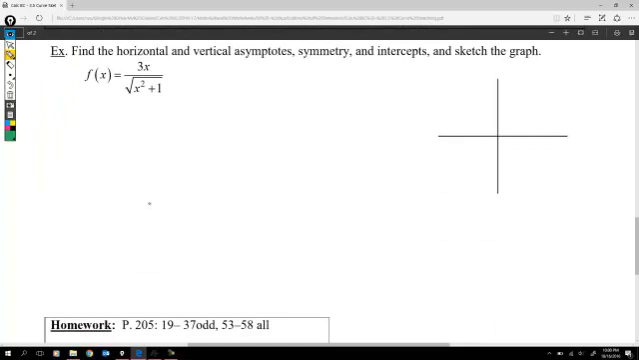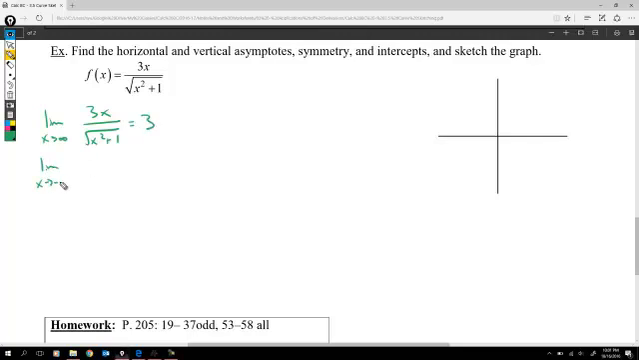All right, so first, let's find some asymptotes. My horizontal asymptotes are going to be limits to infinity. So I'm going to take the limit as x approaches infinity of 3x over the square root of x squared plus 1, exactly like the one that we did above. Essentially, I have 3x on top and just 1x on bottom. So my limit to infinity is 3.